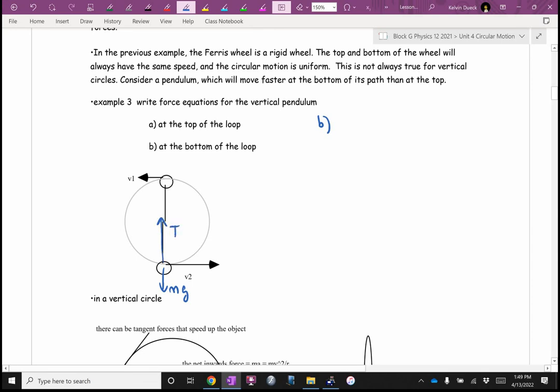What's the equation at the bottom, Zach? Who's winning? Who's losing? What's that going to equal? MAC. Where AC can either be V squared over R or 4 pi squared R over T squared.